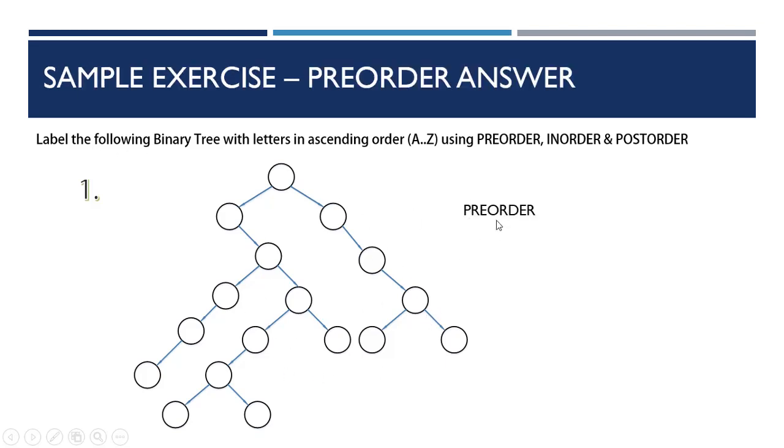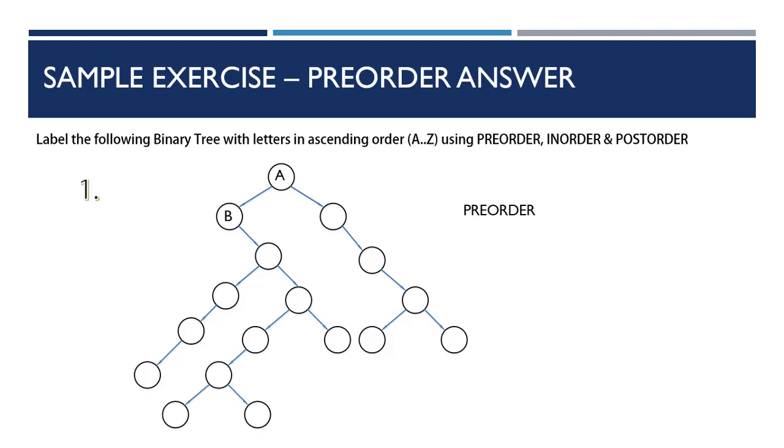So first, we have the preorder. Last time in the guide, using preorder means we have to visit the root first, then traverse from the left and the right. Okay, so we visit the root, then traverse from the left. If there is no subtree for this root, all you have to do is label this root as B.